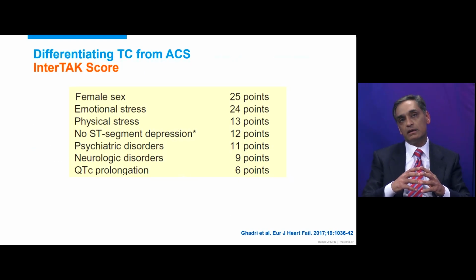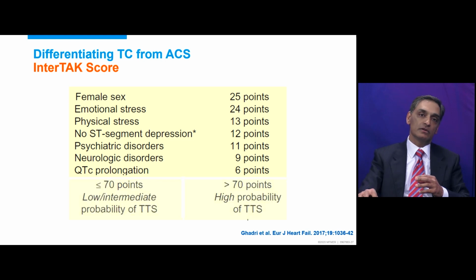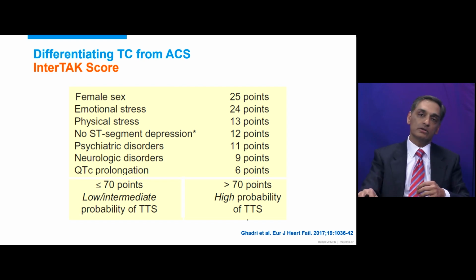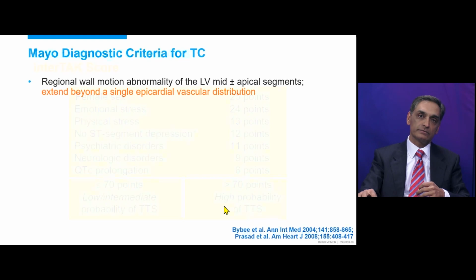More recently, the group, as I mentioned earlier, this international registry, the INTERTAK registry, came out with a scoring system using 7 variables and suggested that a score of less than 70 is low likelihood of Takotsubo, score of greater than 70 high, but really, again, it does not have the sensitivity to differentiate these two conditions. So interesting, but not useful in clinical practice.